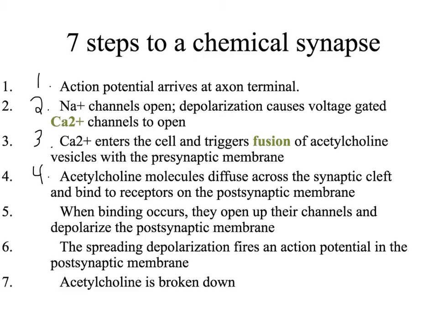Step 4, the acetylcholine or neurotransmitter molecules are going to diffuse across the synaptic cleft, and they're going to bind to those receptors that are on the postsynaptic membrane. Number 5, when binding occurs, they open up their channels and they will depolarize the postsynaptic membrane. Number 6, the spreading depolarization fires an action potential in the postsynaptic membrane, and then any acetylcholine that is left in the synaptic cleft will be broken down.